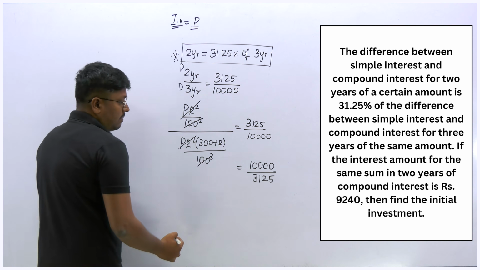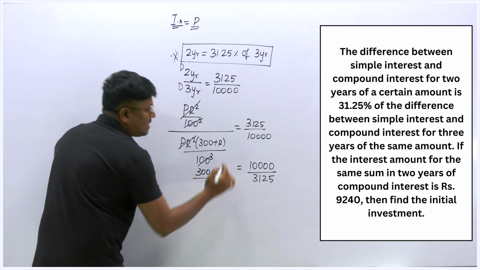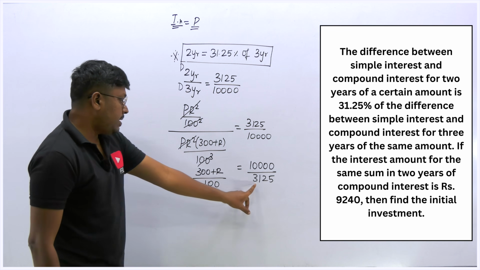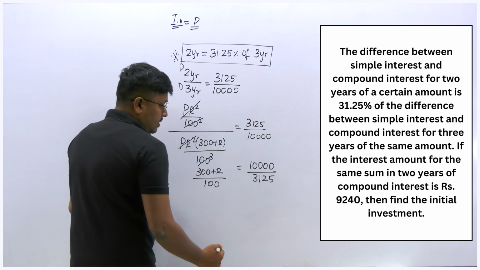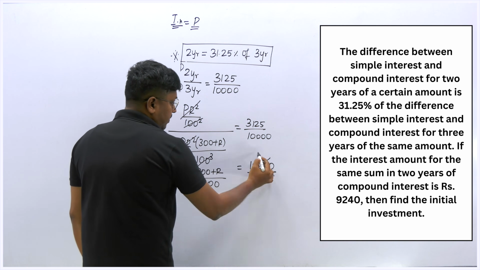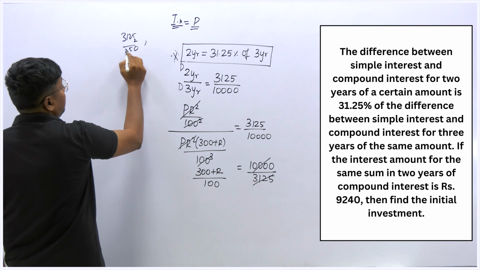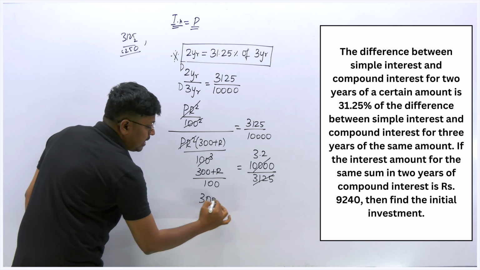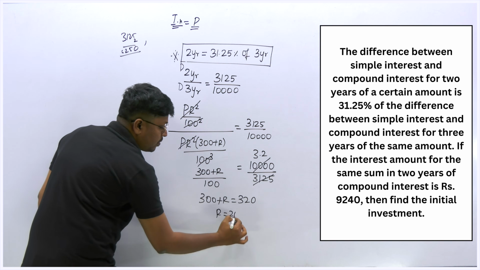So now when you have this value in the numerator, this will be 100. So 300 plus R, divided by 100. I just reciprocal the value, right? So now this will be 3125. I think 3 times 3 is 9, 5 3s are 15, 1. So this will be 3.2 times. Once you multiply this, 300 plus R is equal to 320, right? So R is equal to 20%.